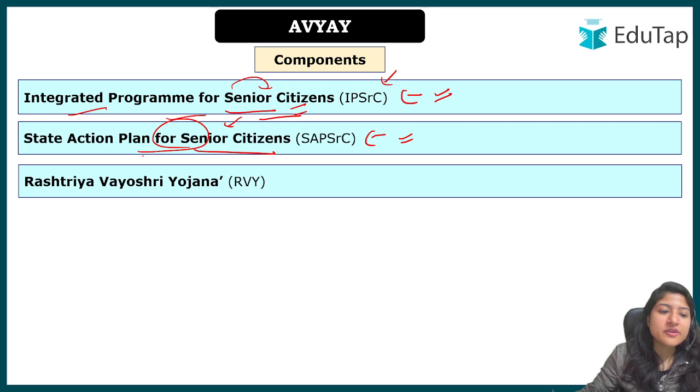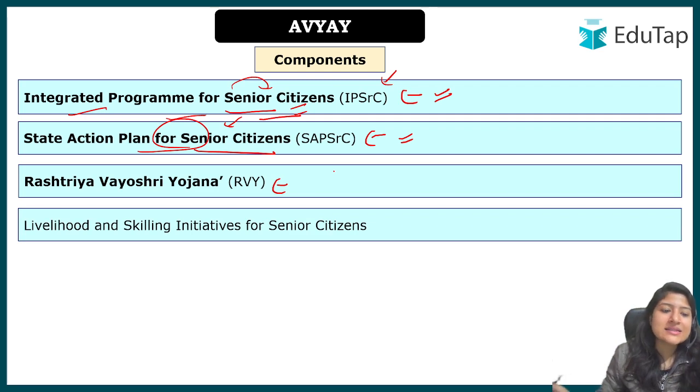Next is Rashtriya Vayo Yojana. Under this particular scheme, medical aids are provided to senior citizens. And what medical aids? The physical medical aids. For example, if senior citizens have a problem in walking, they are provided with a walking stick, right? There are other details also, we'll look at them, but I'm just giving you the basic brief.